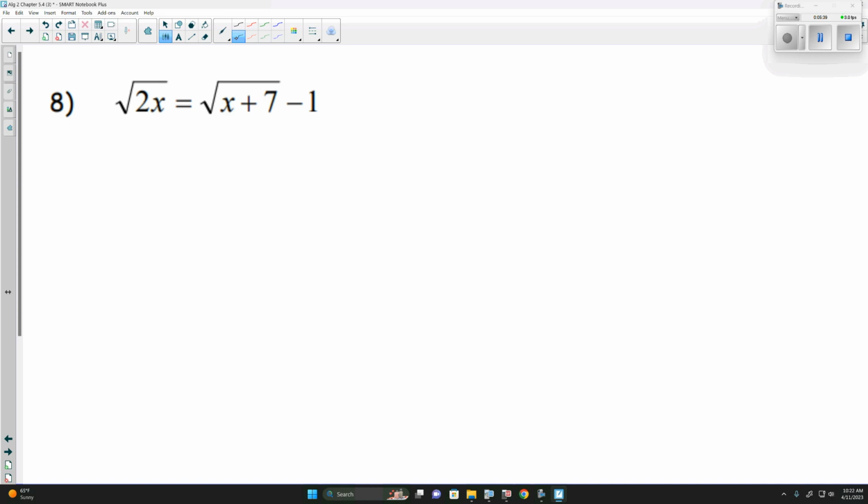All right. So we're going to look at this here. Now, this here is one of the problems that actually involves step 3. Because when we looked at the steps for solving radical equations, the first step, is there one radical? If so, get it by itself.